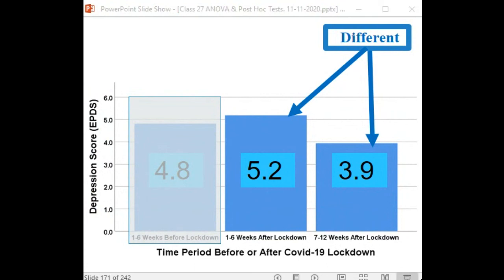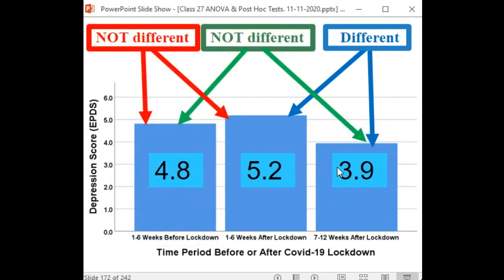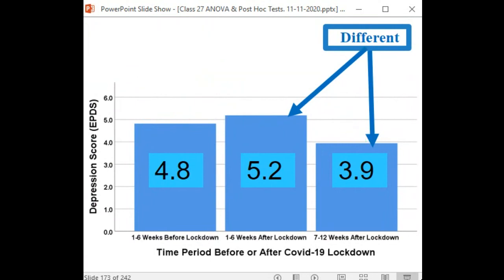So now we have finished comparing all the means. And here are the results. We compared all the means with each other using post-hoc tests, and we found that only two of these means are significantly different from each other. These two. So what do we conclude now that we've finished the post-hoc tests?